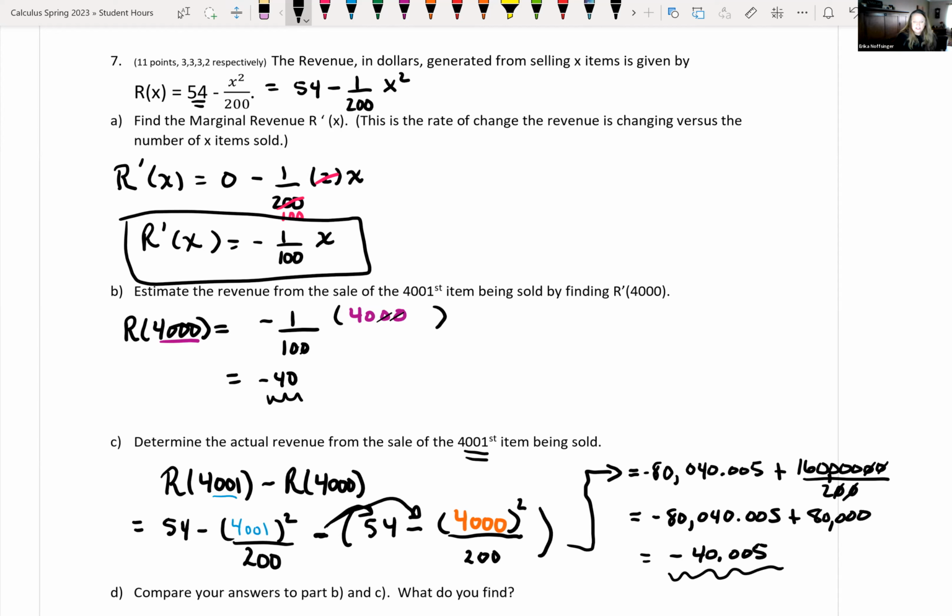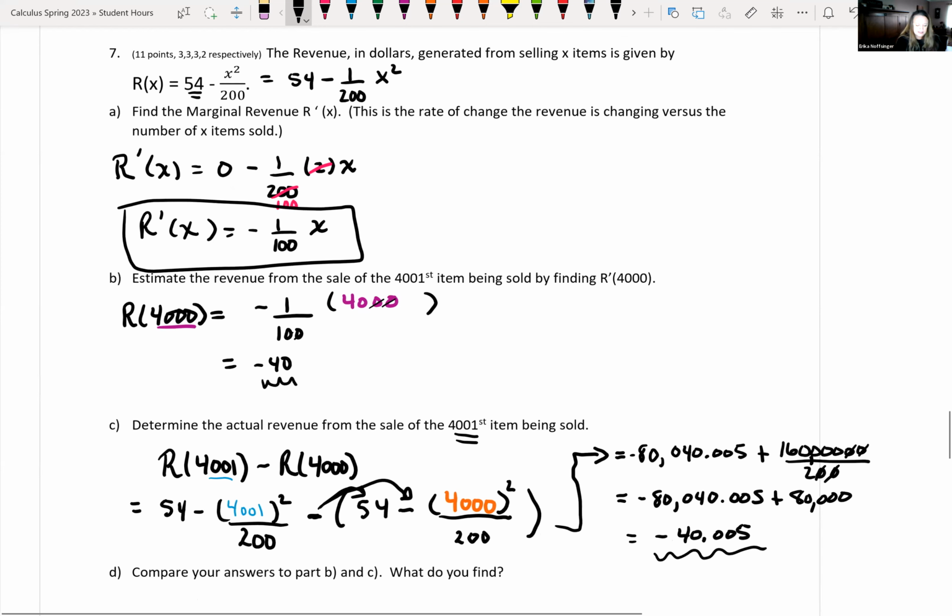So compare your answers B and C, and what do you find? That they're almost identical. Hopefully you saw that doing it by taking the derivative was a lot faster and easier. That's something else that you could state there.